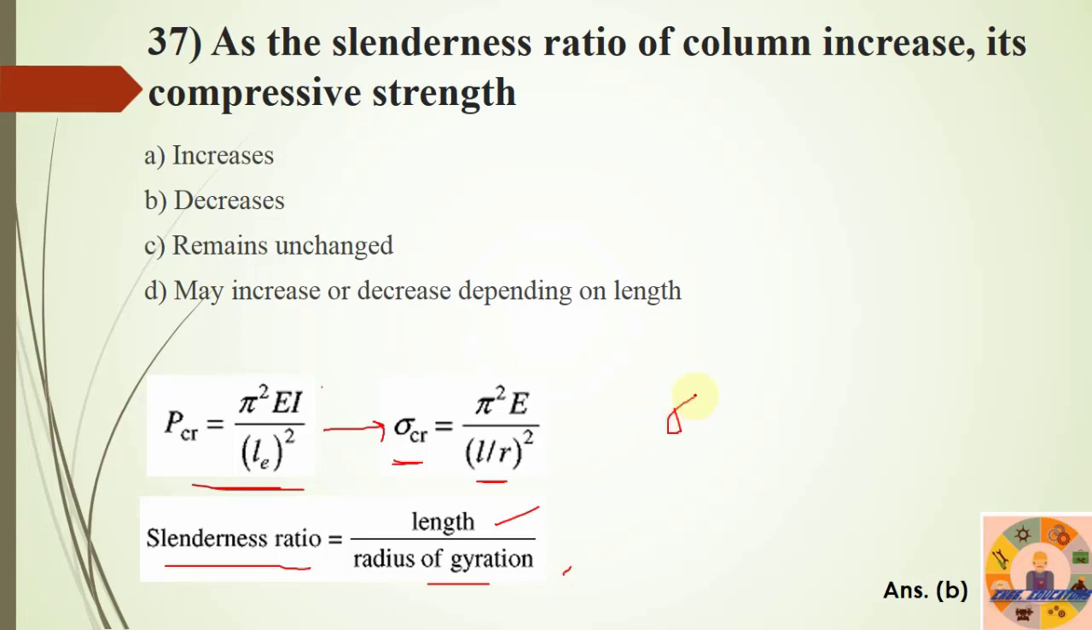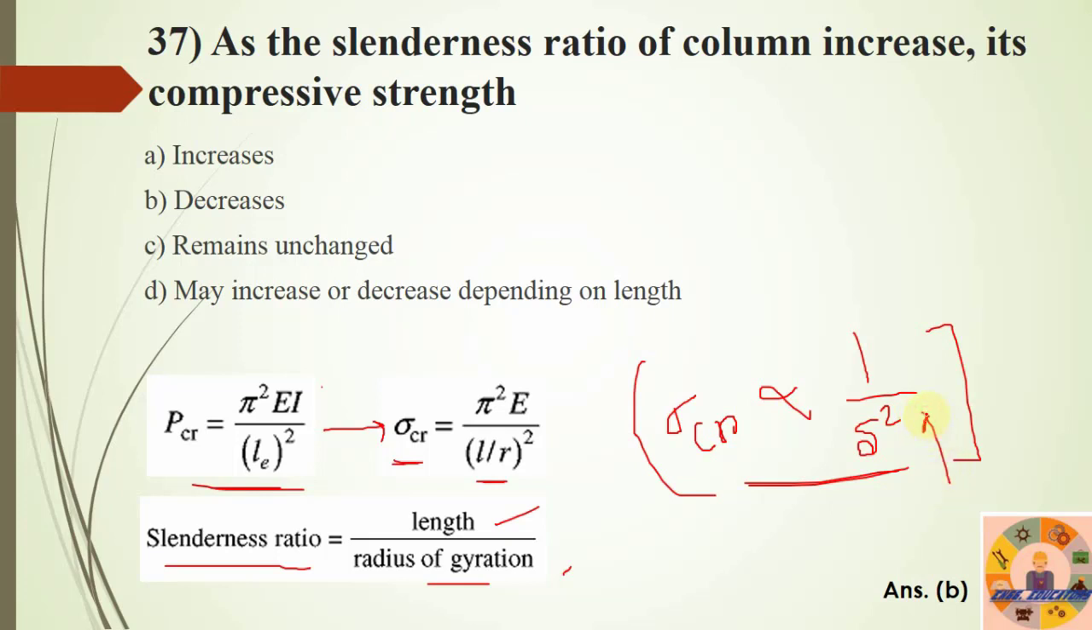So the sigma CR, which is the critical stress, we can write it as proportional to 1 by slenderness ratio square. So from this equation we can say that as the slenderness ratio of the column increases, its compressive stress decreases. Okay, so the right option will be option B.